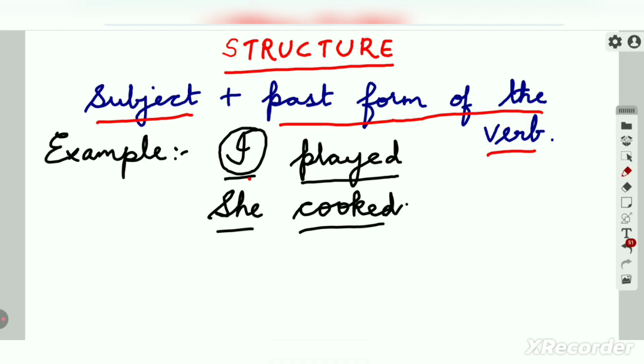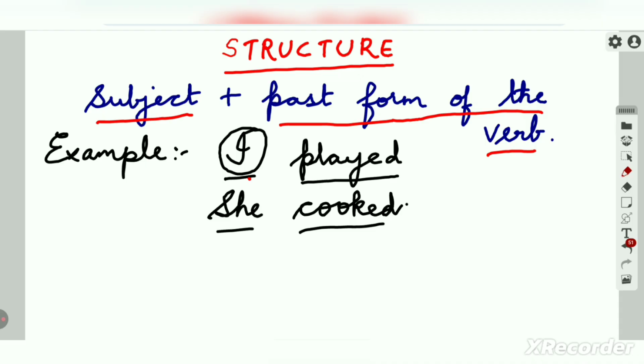So you remember in the simple present tense we use the verb in its base form. Just that for some exceptional cases we use s and es. Otherwise the structure is subject plus the base form of the verb. But in simple past tense we use subject plus past form of the verb. And unlike simple present tense, here whatever the subject, in whatever person the subject, it always takes the past form of the verb.